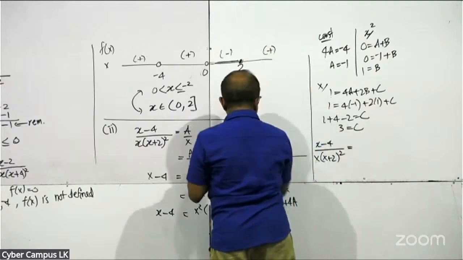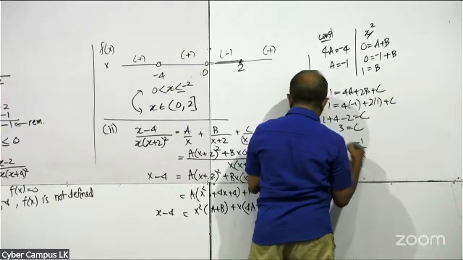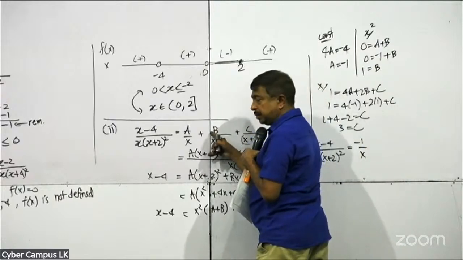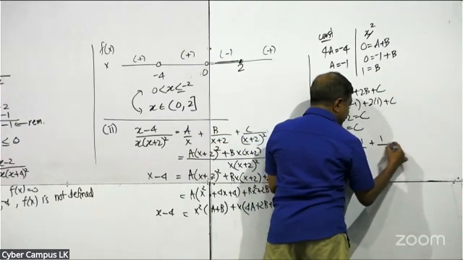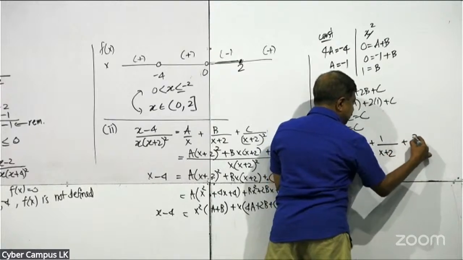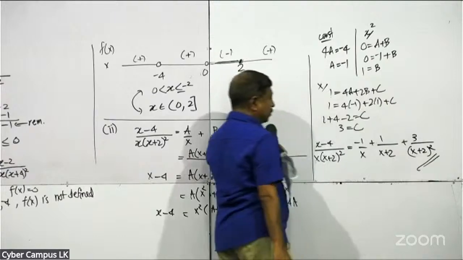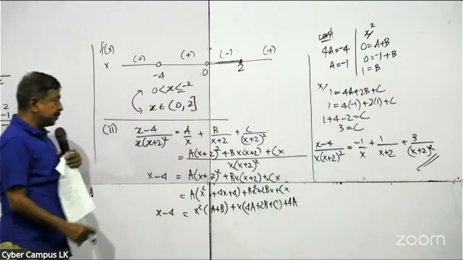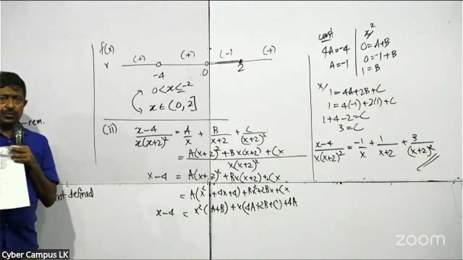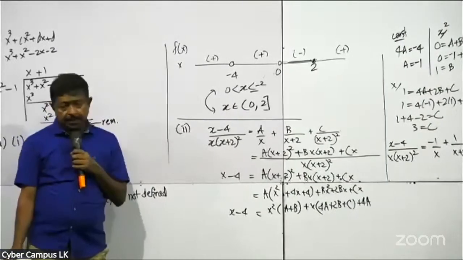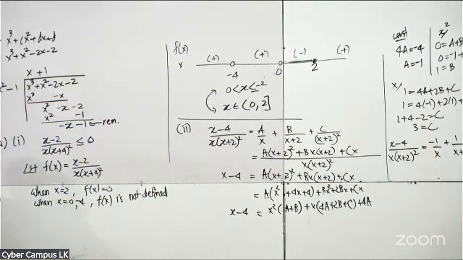A is minus 1, so it is minus 1 over x. B is 1, so it is 1 over x plus 2. And c is 3. So that's the partial fraction expansion. From this week onwards, every week, we'll do some examples like that.